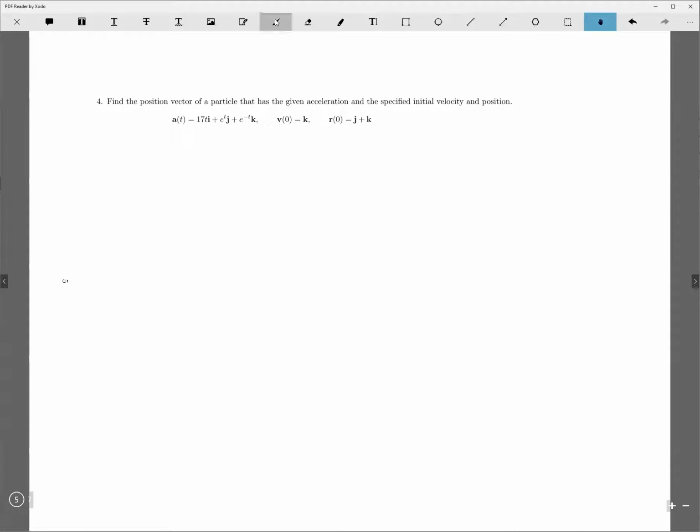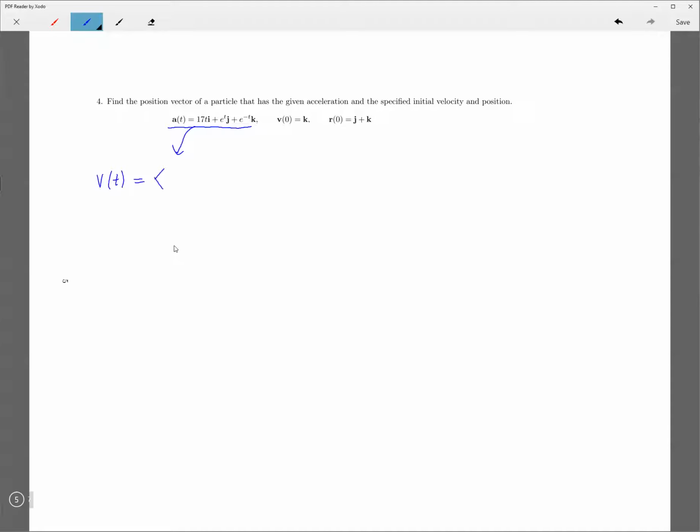So if this is the acceleration right here, then what's the velocity going to be? Do you integrate? Yes, you integrate. So 17 t squared over 2, and then e to the t, and that could be plus some constant. We'll put C1. And then you said what's this one, e to the t?